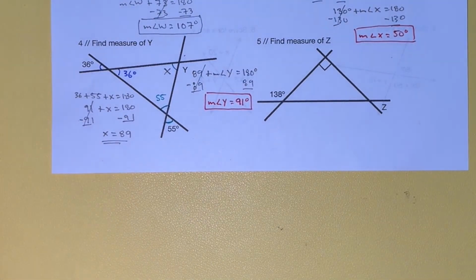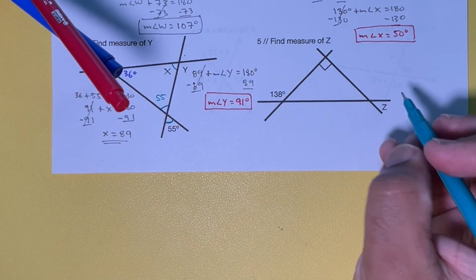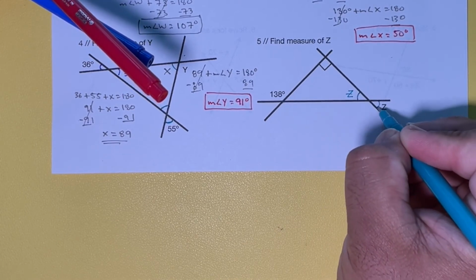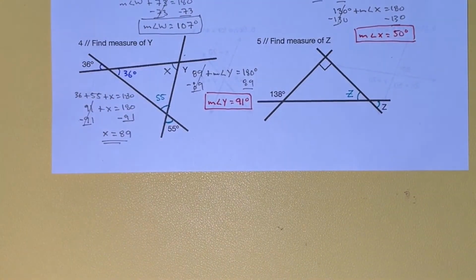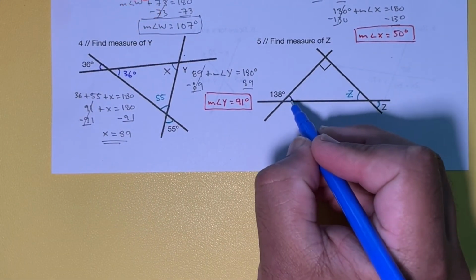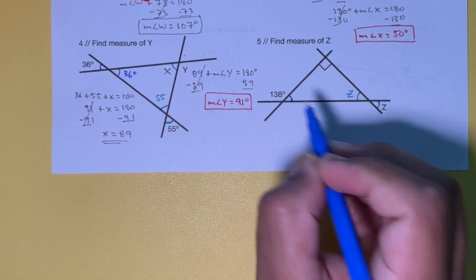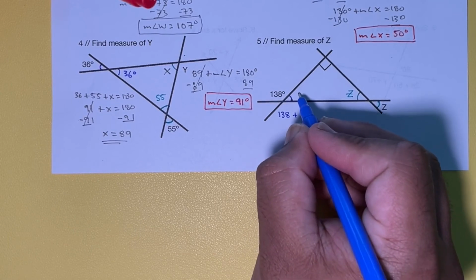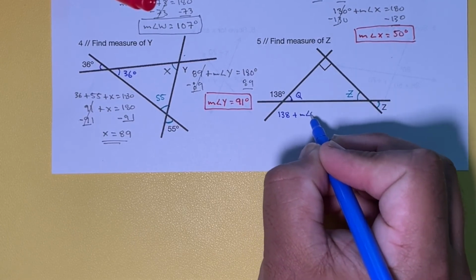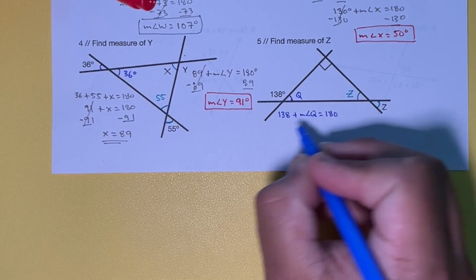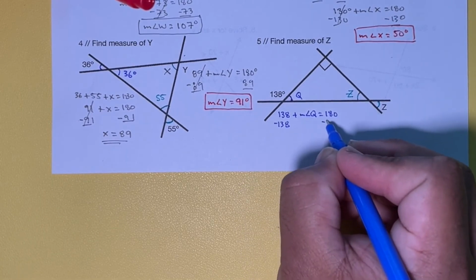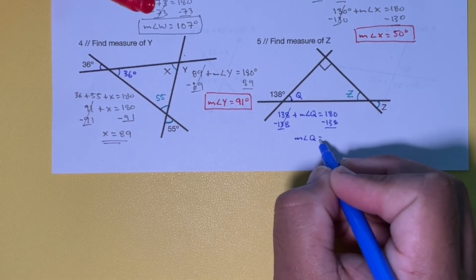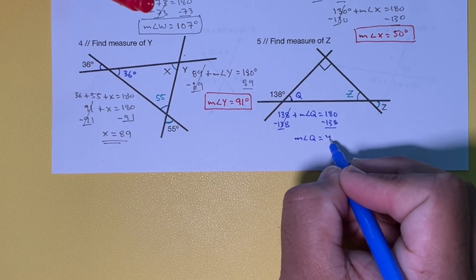All right, looking at number 5, I need to find Z. So this is also Z because those are vertical angles. This one is not a vertical angle to 138. Those are next to each other, so those add up to 180. So 138 plus whatever that one is, I'm going to call it Q. Measure angle Q equals 180. So subtract 138, and I get measure angle Q equals 42 degrees.